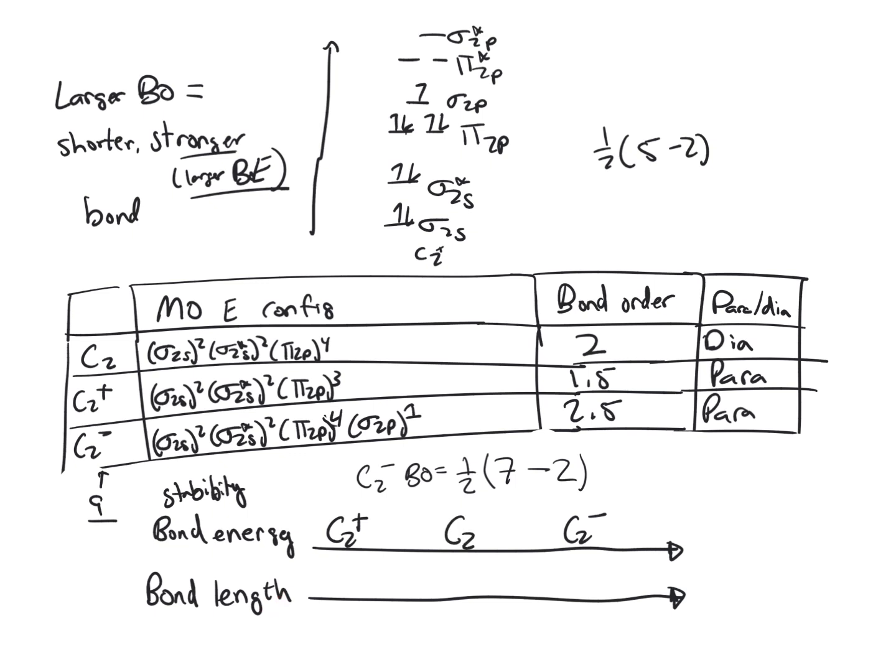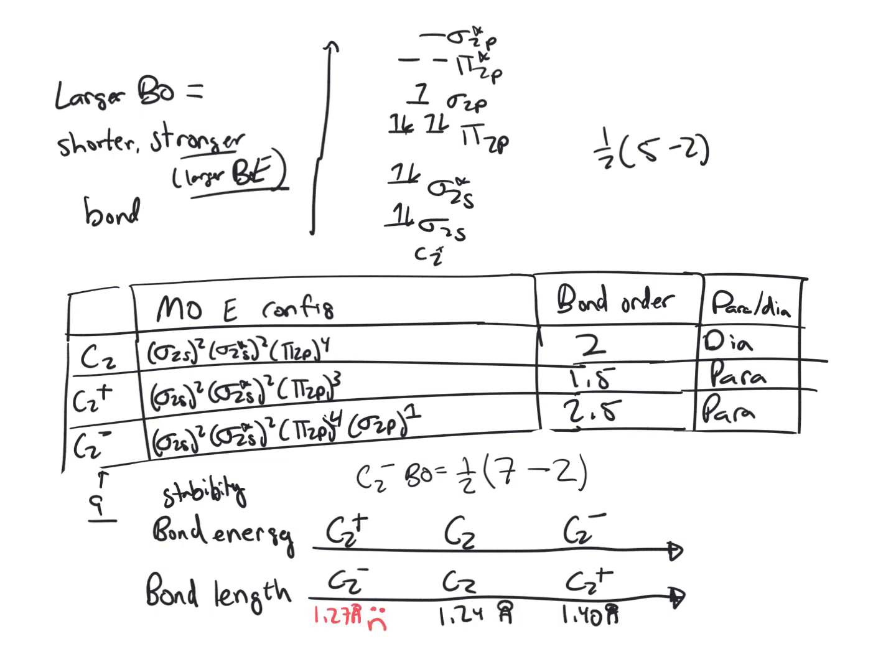Now we can see for bond length, the larger the bond order is, the shorter the bond. So it's all going to be flipped. C2- is the shortest bond, C2 is in the middle, and C2+ is the longest bond. That does, in fact, agree with experiment.